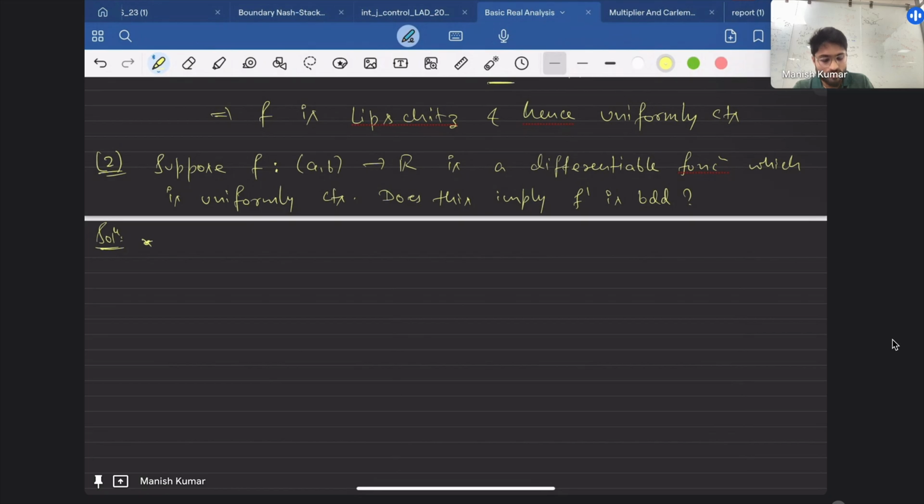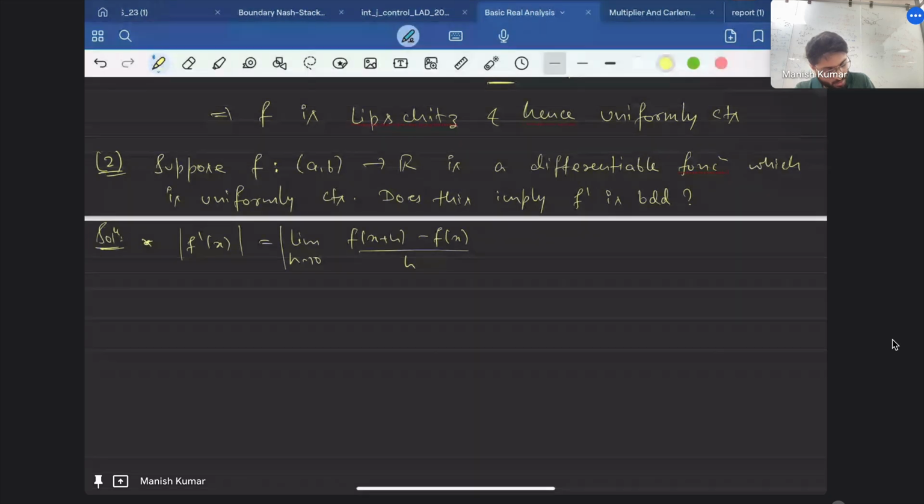So you are saying, what did you say? So see, you want to get some bound on this. If you want to show that this is bounded, that means you have to get some bound on this. By definition, you know that this is equal to, let's say, limit h going to 0, f of x plus h minus f of x upon h, like this kind of thing, right?